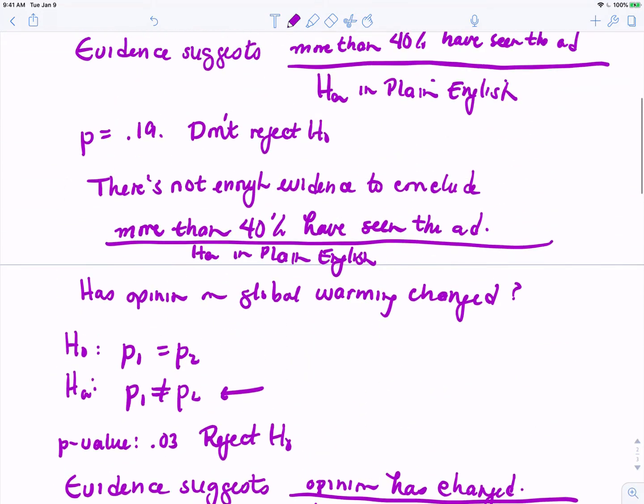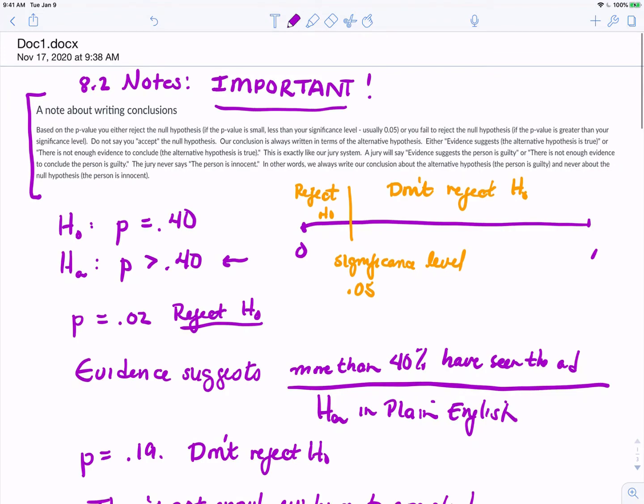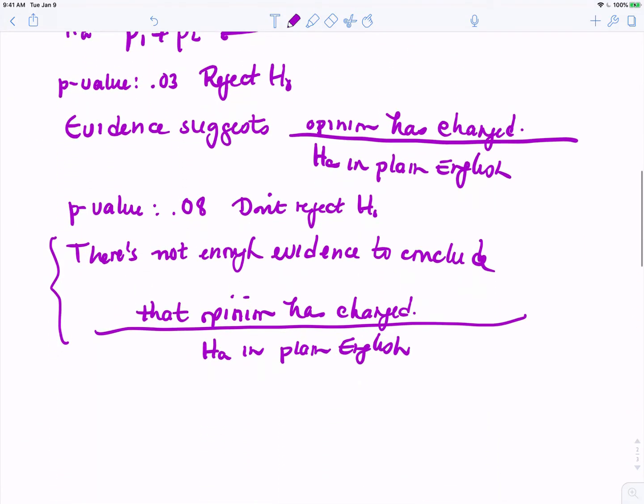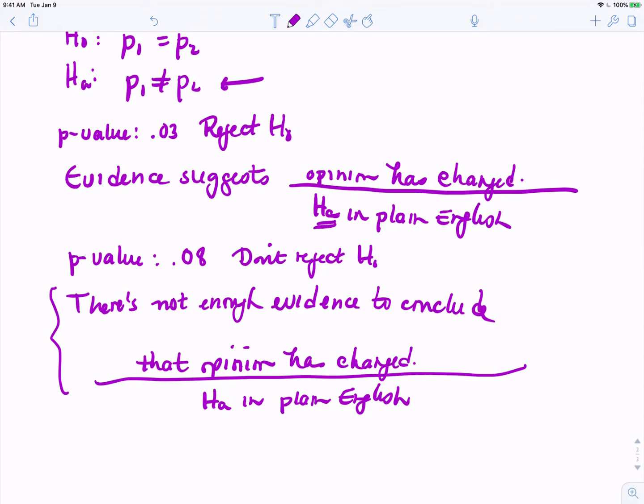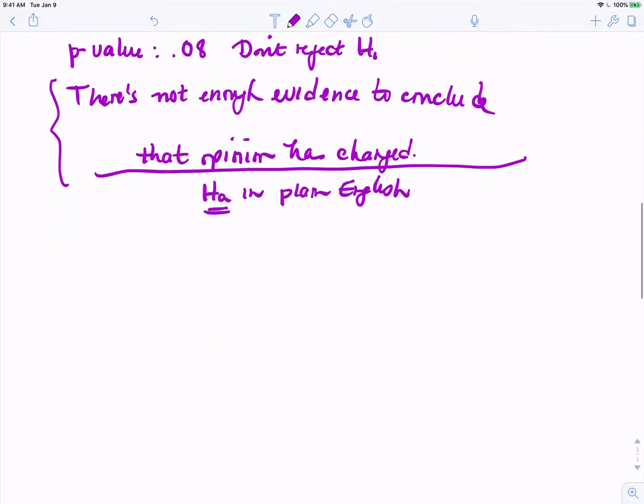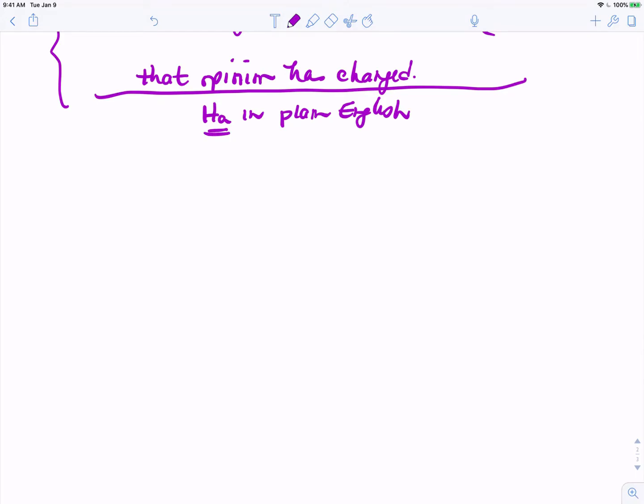And again, these notes from section 8.2 explain why that's true. We can never prove that the null hypothesis is true. That's why we always write about the alternative. The way that we can think about this, when someone's put on trial, the null hypothesis is that the person is innocent. And the alternative hypothesis is that the person is guilty.